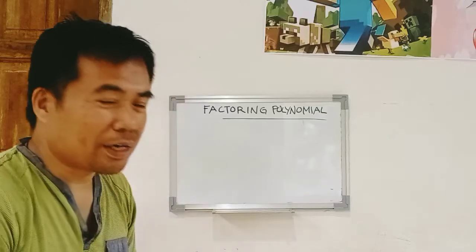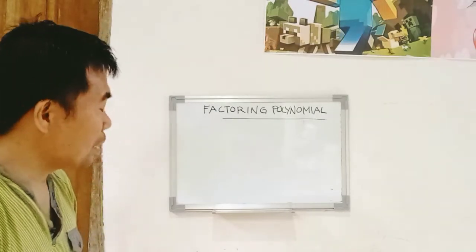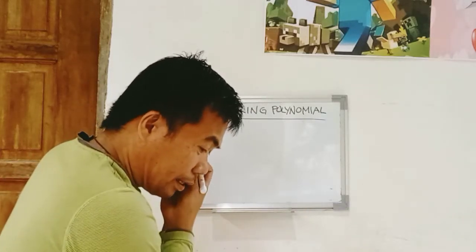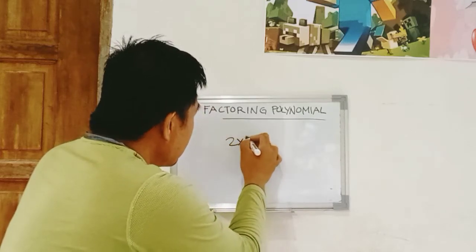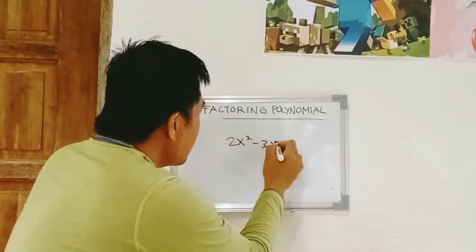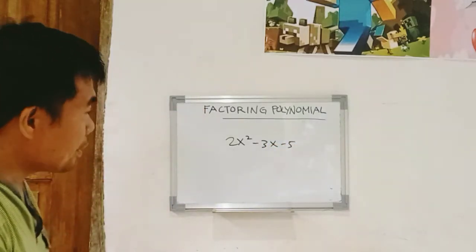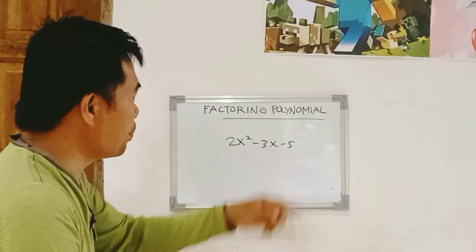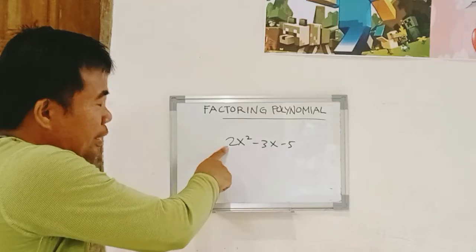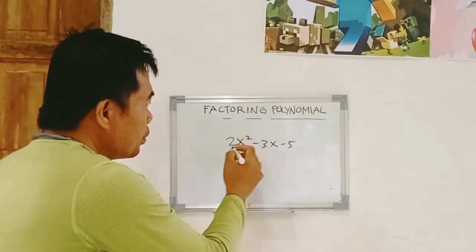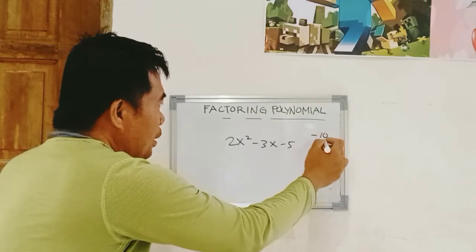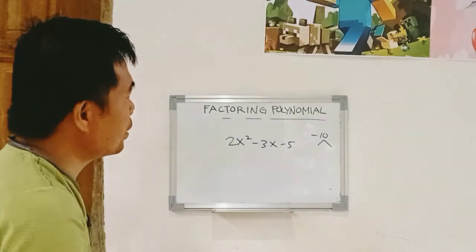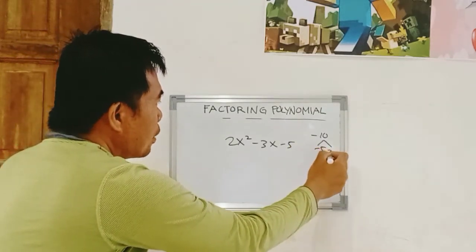How to know if our factored form is correct or not? For example, we have 2x squared minus 3x minus 5. So in this example, since there's no common factor for the coefficients, we multiply the leading coefficient to the last term, which is 2 times negative 5 is negative 10. And the factors for this specific number are negative 5 and 2.